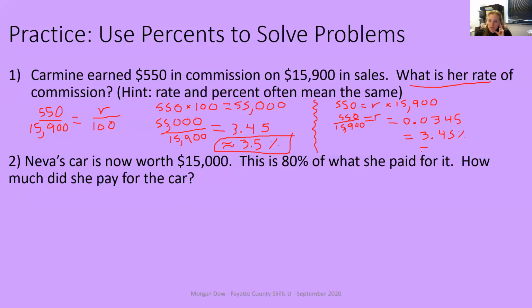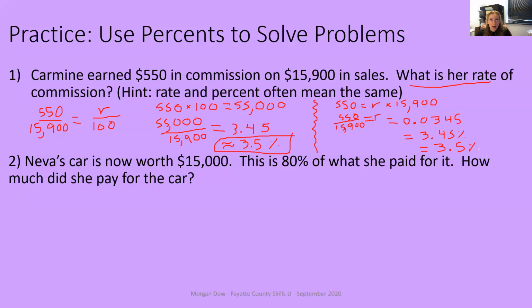So now we want to take this decimal answer and change it into a percent. And let's round it off to the nearest tenth of a percent like we did with the first strategy. So we'll say that this is about 3.5%. So her commission, she gets about 3.5% of the sales that she makes. So we just solved the same problem in two different ways. And the way that you choose is up to you.